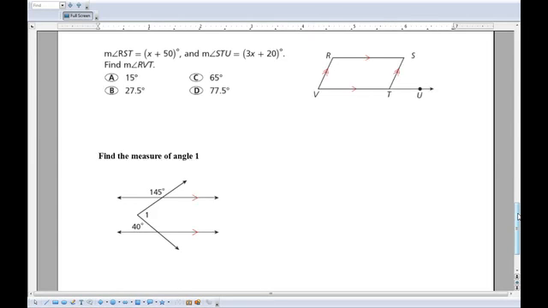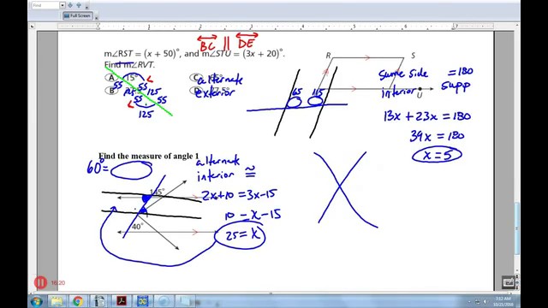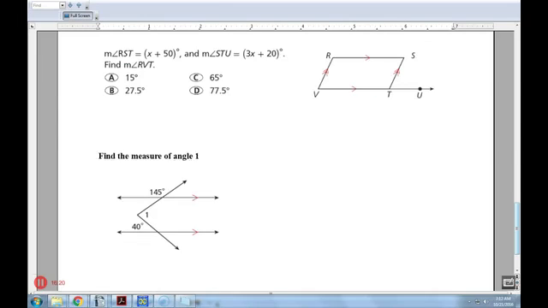These are both standardized test questions that have been pulled from either the SAT or ACT. So it says the measure of angle RST, which is right here, that's x plus 50, and STU is 3x plus 20. And we need to find the measure of angle RVT. So what we're really after is we want to figure out how many degrees that angle right there is.